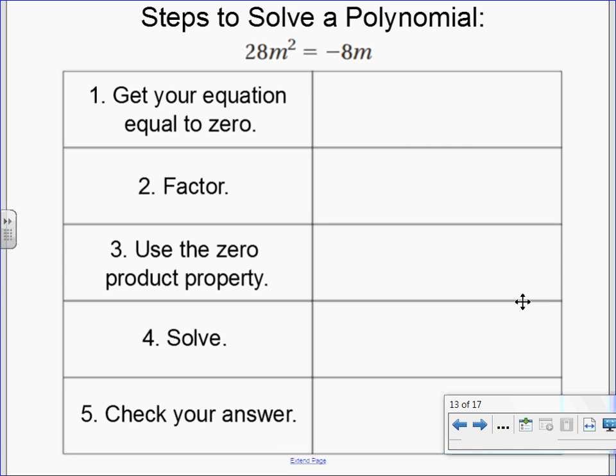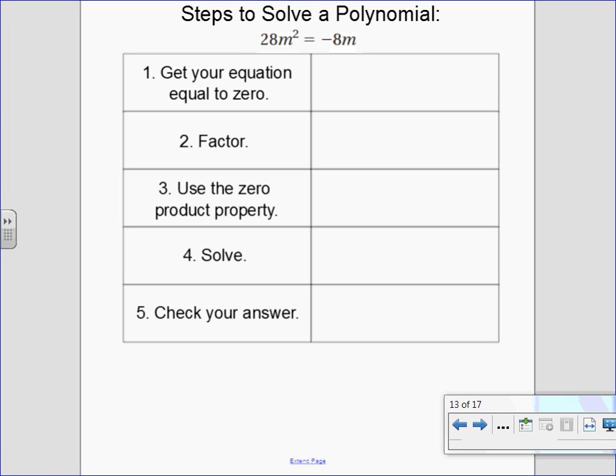Okay, so your first step is get your equation set equal to 0. Second step, factor, using the method we learned today, common monomial factoring it's called. Step 3, use the 0 product property to step 4, come up with the 2 solutions. And then step 5 is always fun and optional, checking your answers. So I'll let you write down the steps and then we'll actually do the steps together.